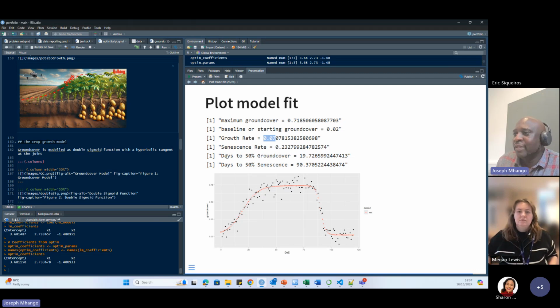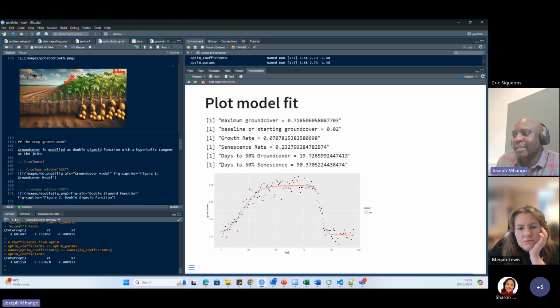And farmers want to know the days to 50% ground cover. So the number of days that it takes for the crop to reach 50% of its eventual maximum ground cover. And it says that was 20 days. And indeed, around 20 days would be somewhere here. The crop's ground cover was around 36% or so, which is 50% of the 72% that the crop actually reached.